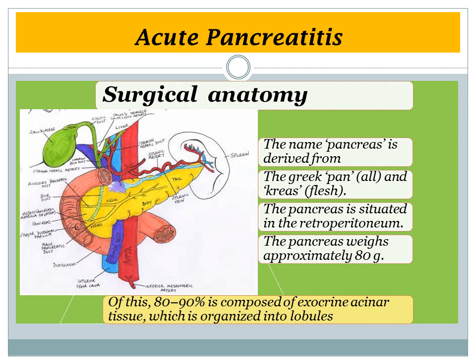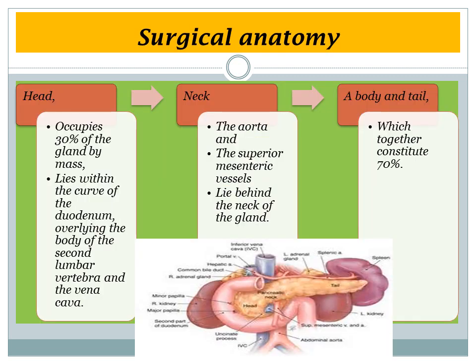The name pancreas is derived from the Greek pan for all and kreas for flesh. So pancreas is all the flesh. The pancreas is situated in the retroperitoneum and it weighs around 80 grams. Of this, 80 to 90% is composed of exocrine acinar tissue, which is organized into lobules. It is divided into three parts: head and neck, body and tail.